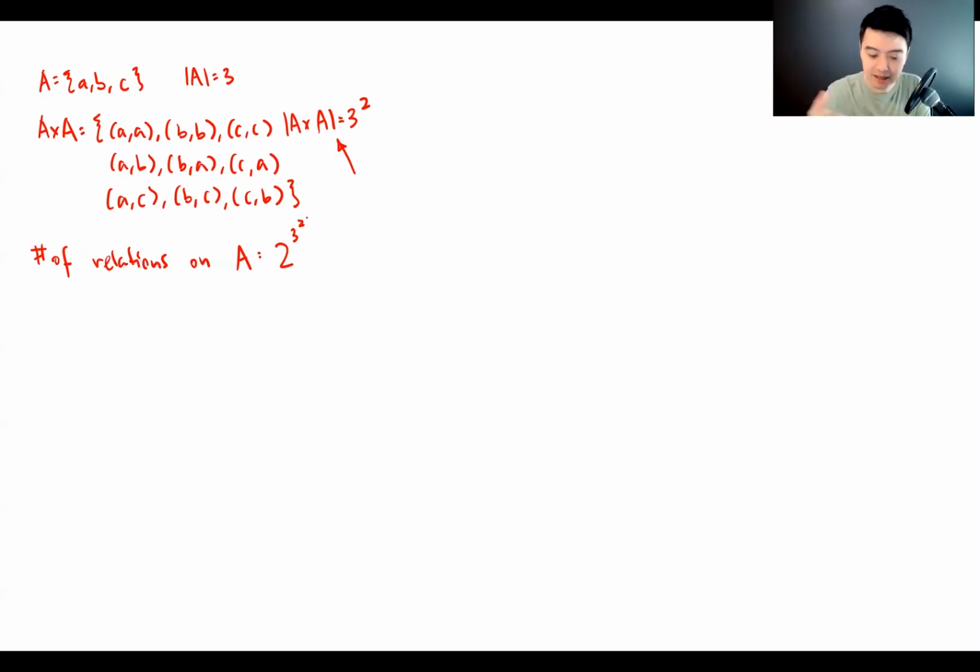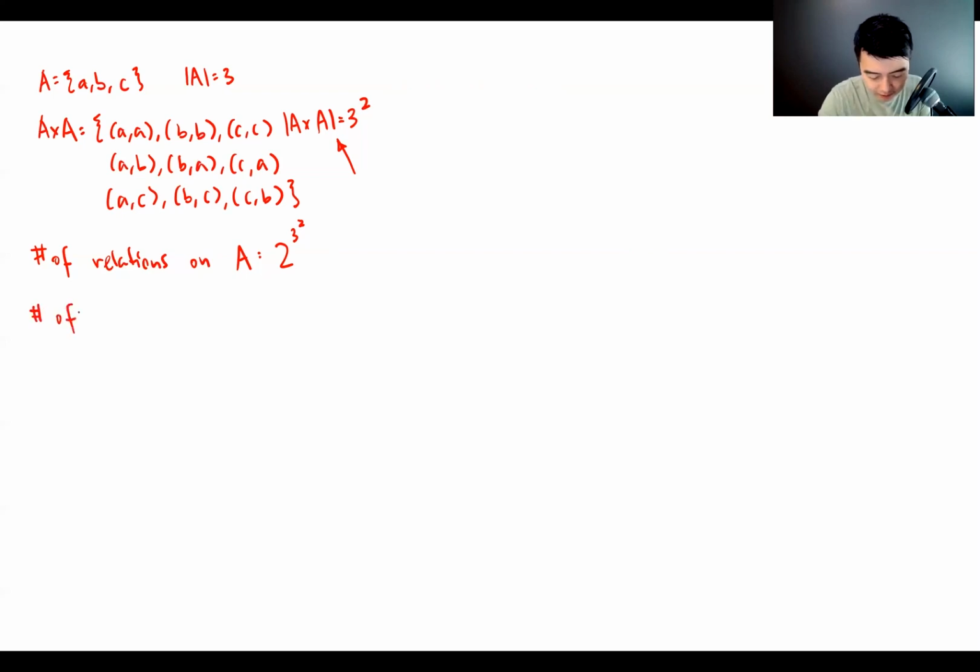Each one of these elements has two choices. And so that's why it's 2 times 2 times 2, 9 times. Rewind that if you're unsure, but there's two choices for every one of these elements. And that's why the number of relations is 2 to the 9. Now let's ask the next question.